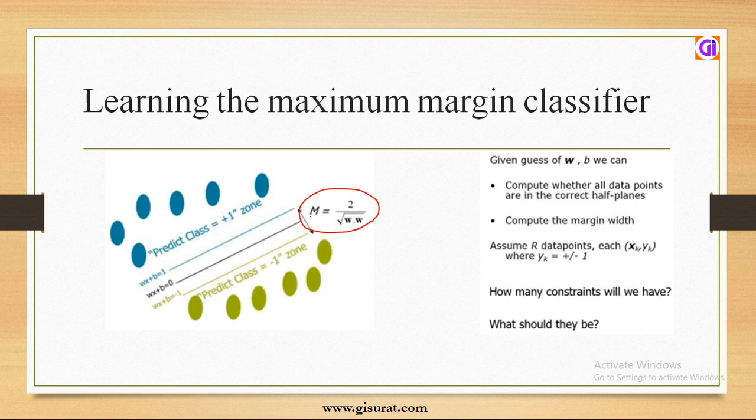Now for that, what we have to do, according to what we have discussed so far: if we want to maximize the margin width, what we have to do is first find out W and B. Otherwise, we have to guess the value of W and B so that all the data points are in the correct half planes. That means, suppose we have a total of 12 data points here, 6 above the SVM and 6 below the SVM.